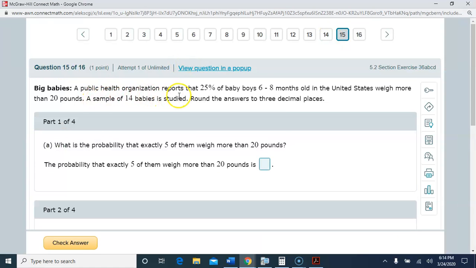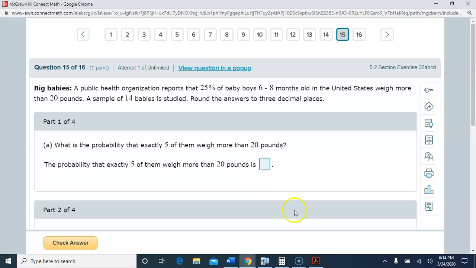A Public Health Organization reports that 25% of baby boys in the United States weigh more than 20 pounds. A sample of 14 babies is studied. So our probability of success, quote unquote, is 0.25, and the number of trials is 14 because we have a sample of 14 babies. What we're calling success in this problem is a 6 to 8 month old weighing more than 20 pounds. So our N is 14 and our probability of success is 0.25. What's the probability that 5 of them weigh more than 20 pounds?